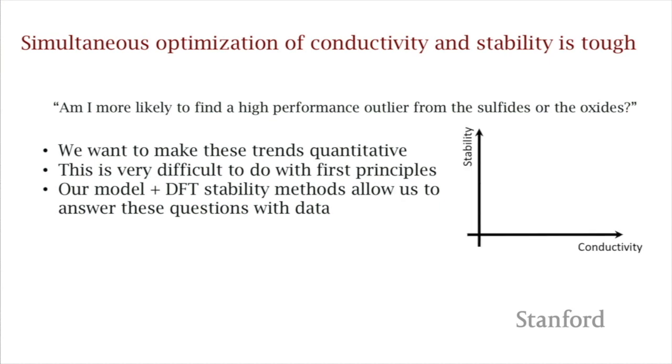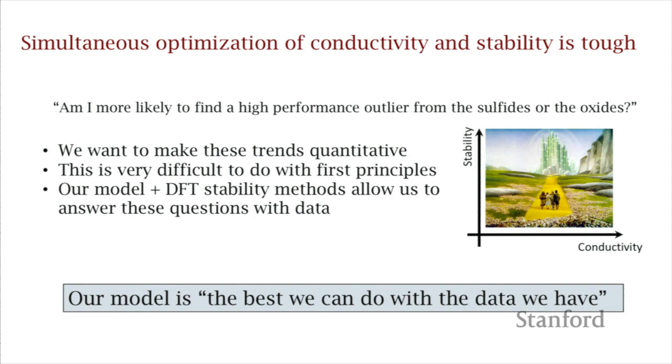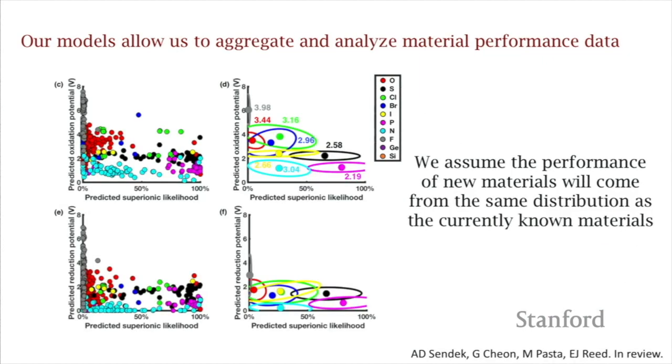So we take our landscape here. We can compute conductivity now, or make a prediction of conductivity. And we can use some DFT stability methods to compute stability for 12,000 materials. And we can throw it up on this plot and look at where the data lies and see if it's telling us anything. Again, this is the best we can do with the data that we have. And hopefully we'll find the yellow brick road, which is leading us to the elusive solid state battery. So that's what we did.